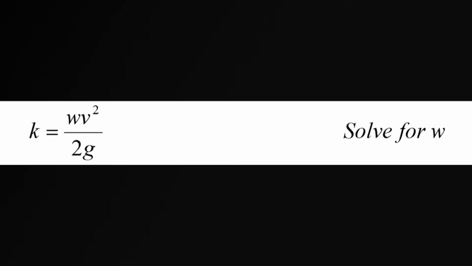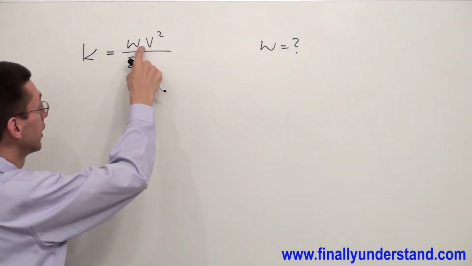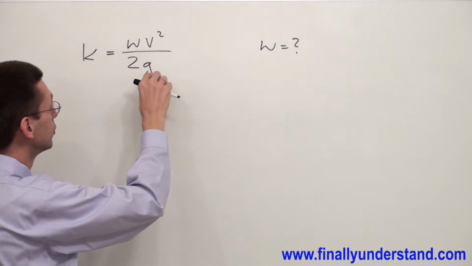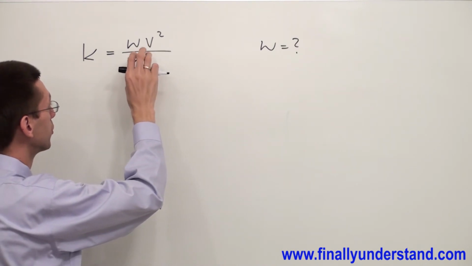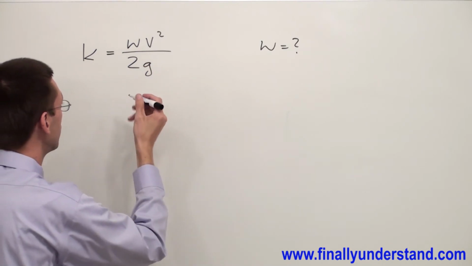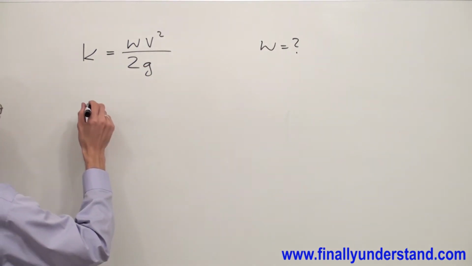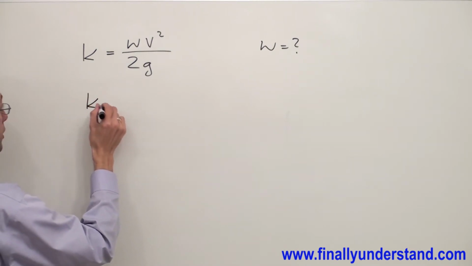This time we have to find w. W is part of the fraction. We said that anytime we want to pull out any variable from the fraction, we have to eliminate the fraction. Eliminate the fraction means we have to multiply both sides of the equation by the denominator. Let me copy this down.